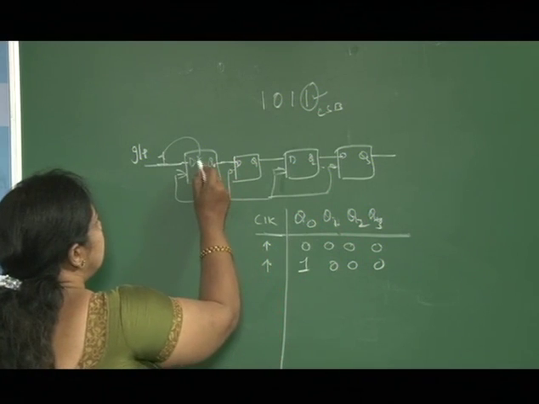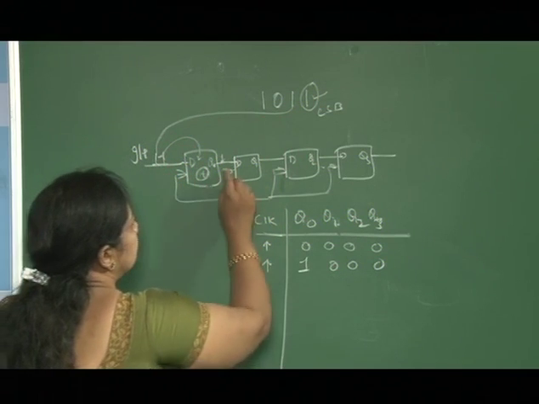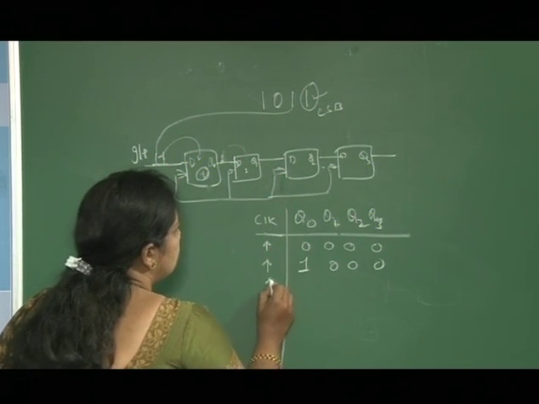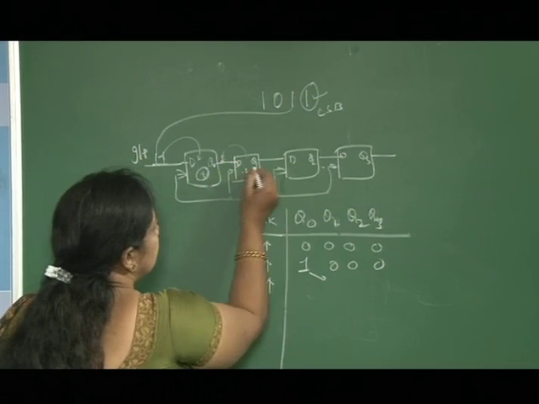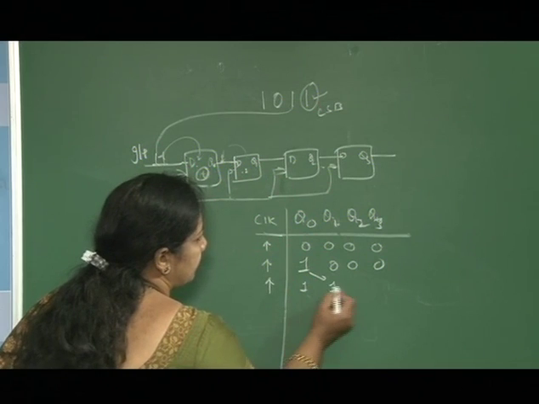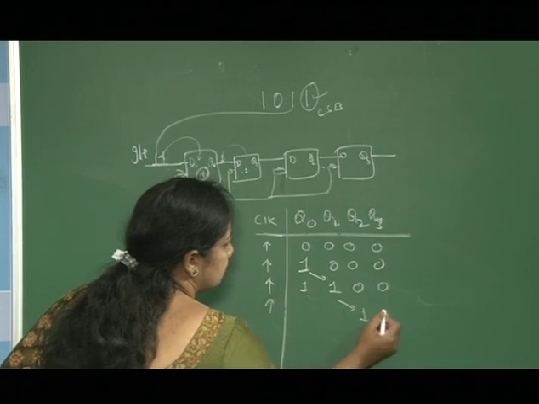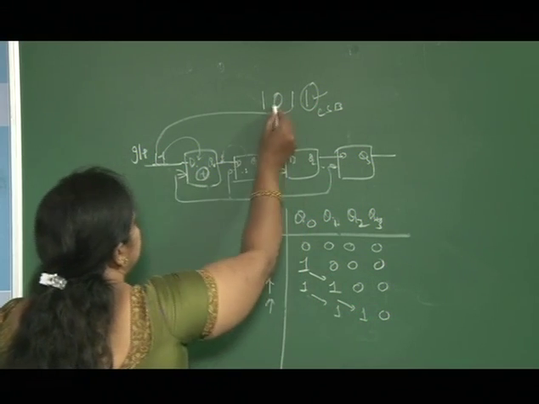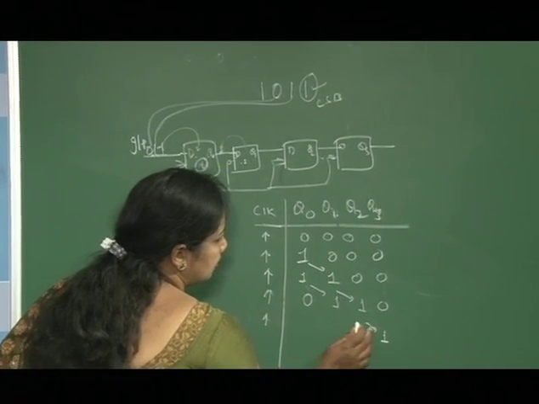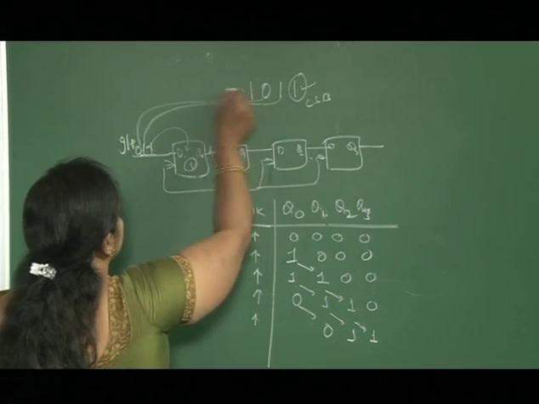So next this 1 has come here, now I am sending the next 1 here. So this 1 will be moving here. Next clock pulse, this 1 of Q0 is sent to Q1 and this 1 will appear here. Similarly, next clock pulse, I am sending 0. Next clock pulse, I am sending 1.